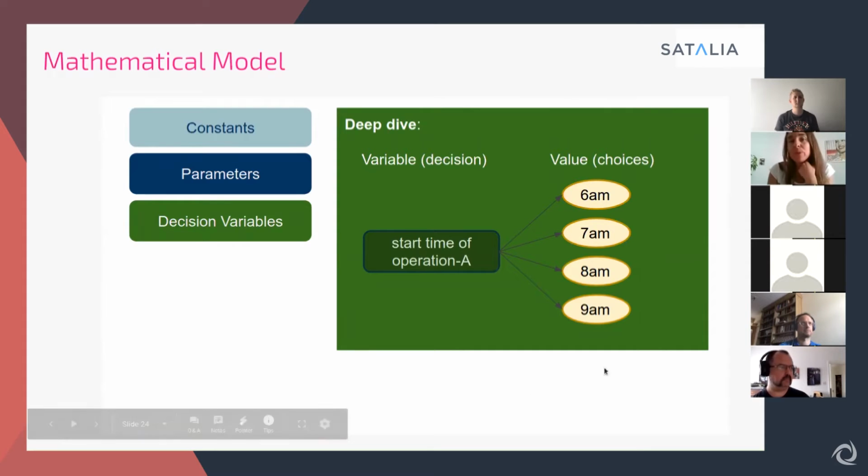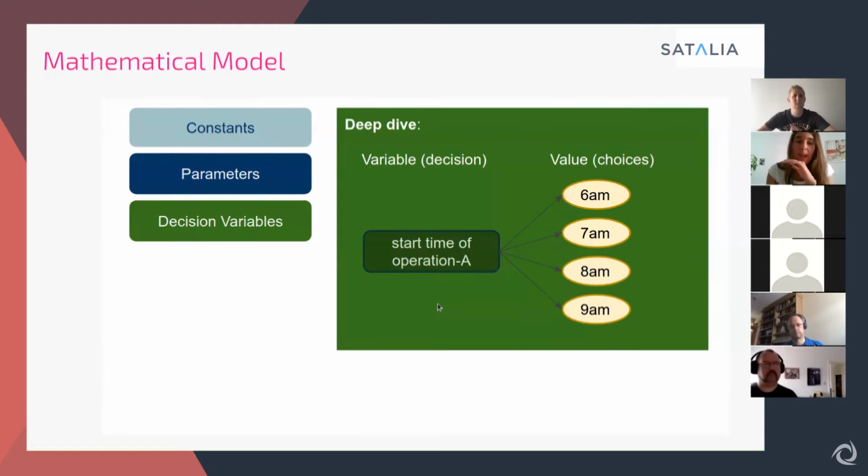As an example, we would introduce a decision variable for the start time of a specific operation. Let's say we have 4 different options that we can choose from, then we would map this decision to those values. And we say we have made a decision if we assign a specific value to that decision. This would happen during the solving process. But for now, we're just saying what are the possible choices for this decision.